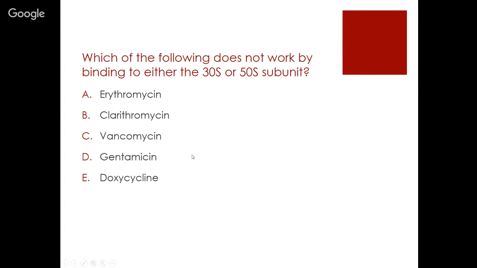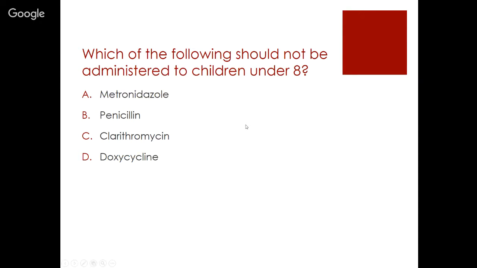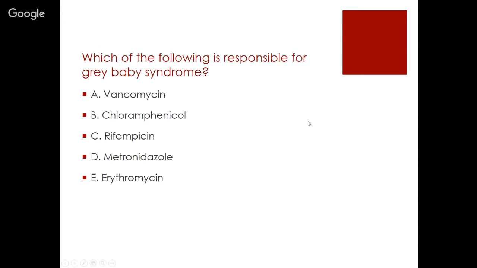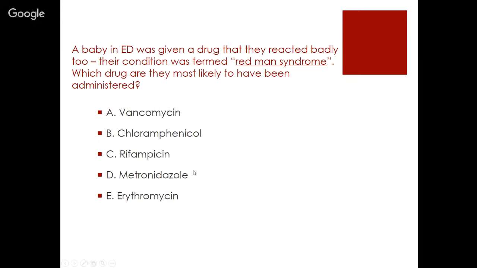So some of those questions. Which of the following does not work by binding to either the 30S or 50S subunit? Yes, C. Which of the following should not be administered to children under 8? D, doxycycline, which is the one that can cause the calcium deposits and also shouldn't be given to pregnant women. Which of the following is responsible for grey baby syndrome? Cool. Chloramphenicol. And which one causes red man syndrome?